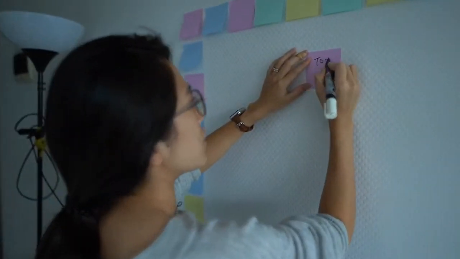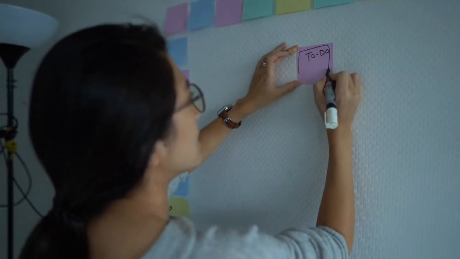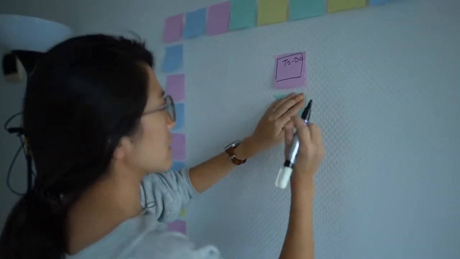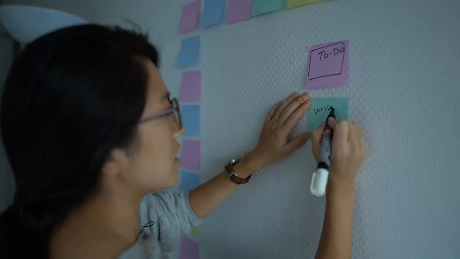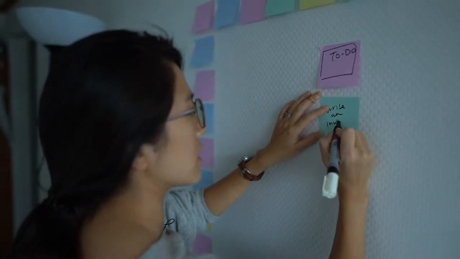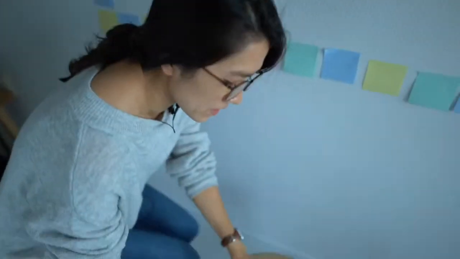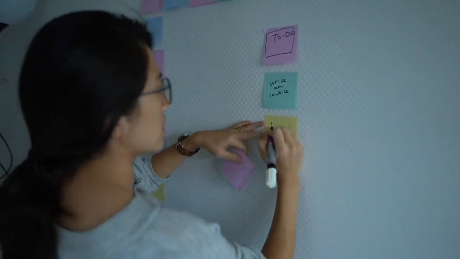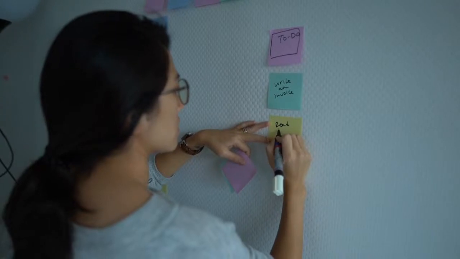So you have to-dos, and then you would write each to-do on a separate sticky note. So it would be like, write an invoice. Read the assignment.